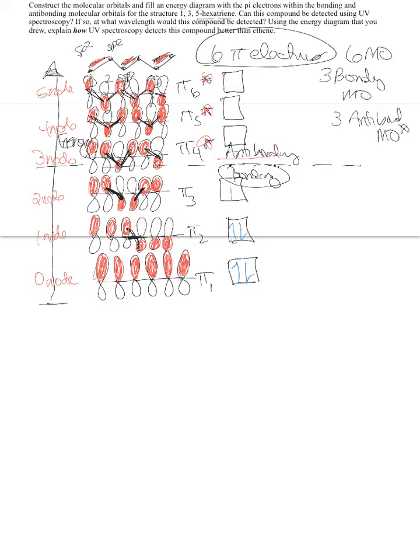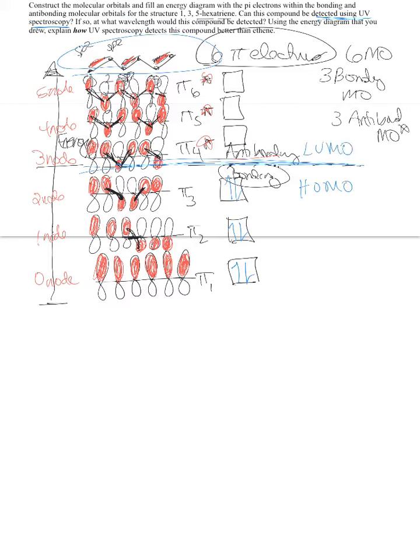So there's 4, and then there's 6. So you see how they're all under the bonding molecular orbital. So 1,3,5 hexatriene is a very stable molecule. It has all its electrons in its bonding orbital. Now, when you're dealing with detection of UV spectroscopy, UV spectroscopy is looking at your HOMO molecular orbital and your LUMO.